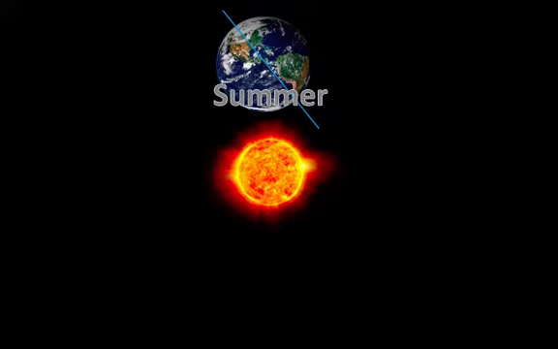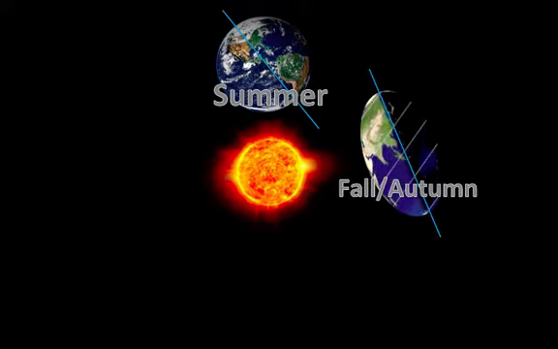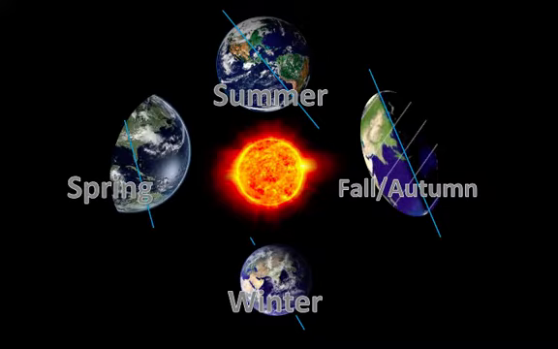Because of this revolvement, we have seasons. When we face towards the Sun, we get summer. As we go away from the Sun, we get fall. Then, when we are facing away from the Sun, we get winter. And finally, when we start facing the Sun again, we get spring.